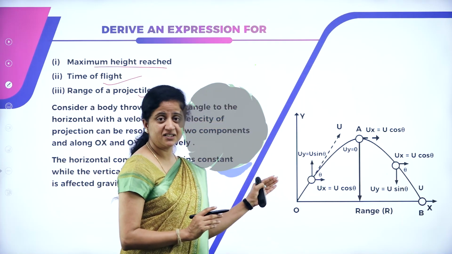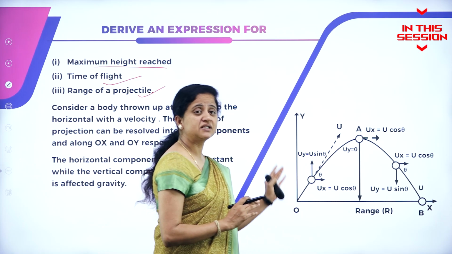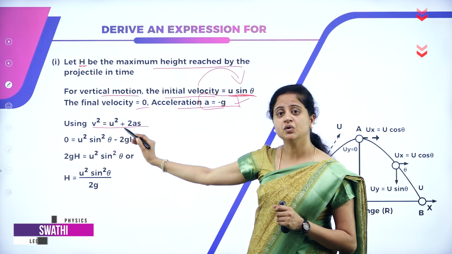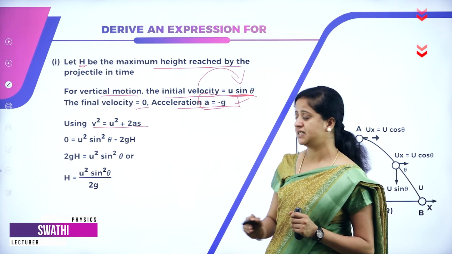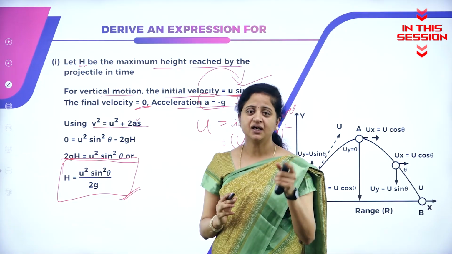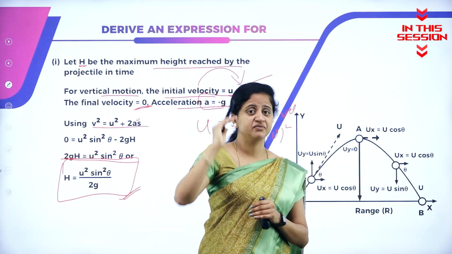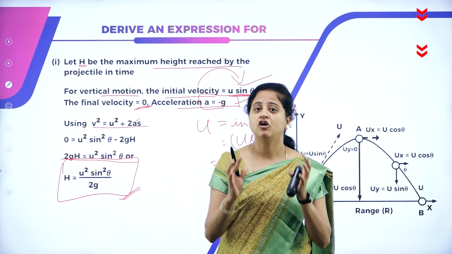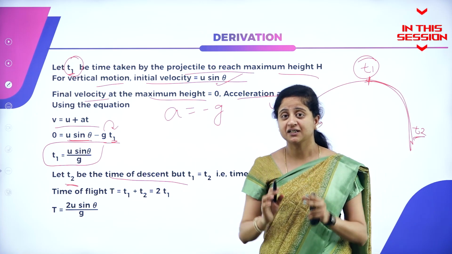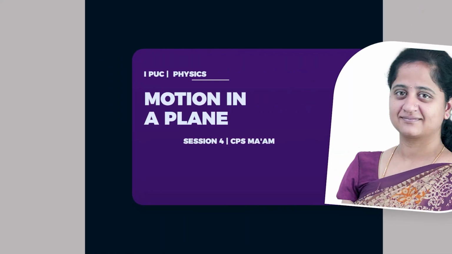So here the velocity is resolved into two components, one along the x-axis, the other along the y-axis. V is the final velocity, u is the initial velocity, a is acceleration and s is the displacement. We can easily find the maximum height, or the maximum vertical position, that an object is projected up to. We know for a projectile motion, time of ascent is equal to time of descent.